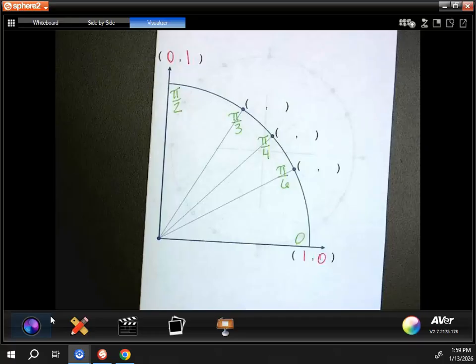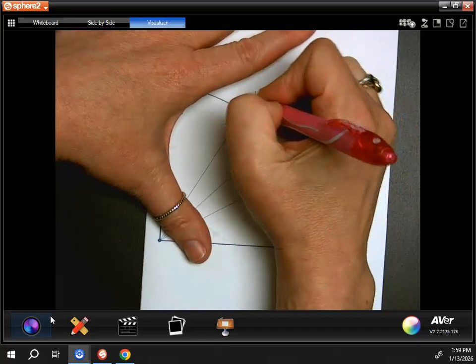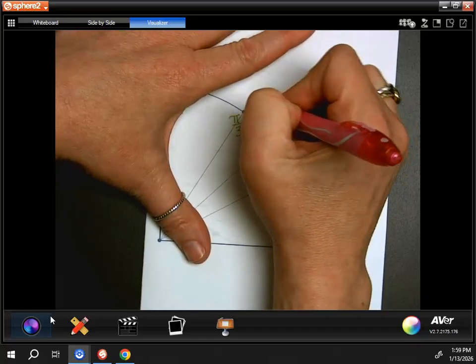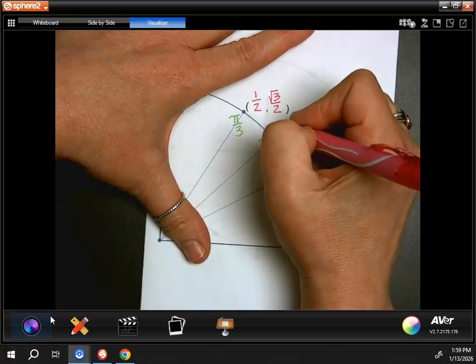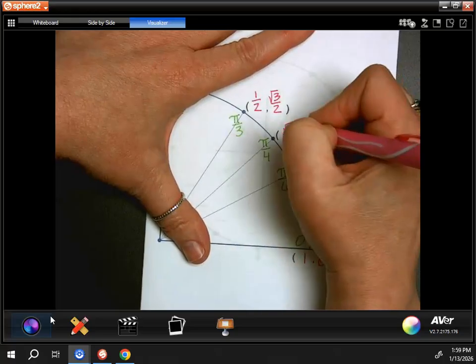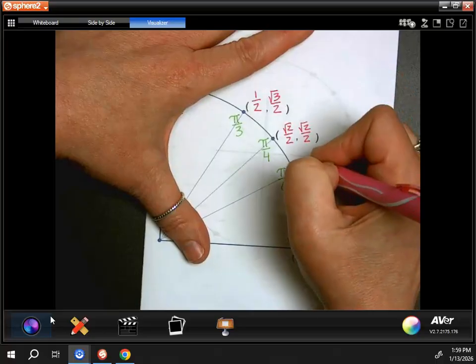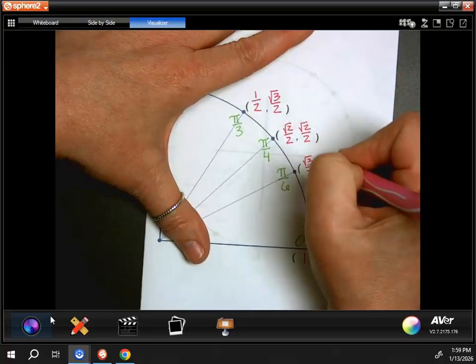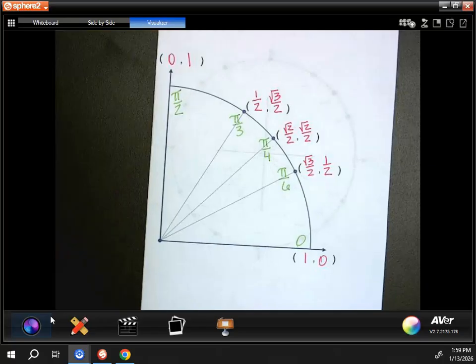Now, put in your other 3 ordered pairs. Do the best you can without looking at anything or helping each other at all. And then check yourself up here. How do we do? Are we already quadrant 1 experts?